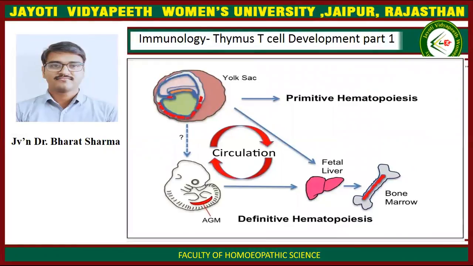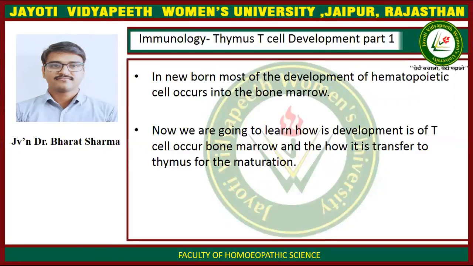Yolk sac, now primitive hematopoiesis goes to the fetal liver, then goes to the bone marrow, and this is the primitive hematopoiesis. In some cases, definitive hematopoiesis goes to the AGM, then to the fetal liver, then to the bone marrow. In a newborn, most of the development of hematopoietic cells occurs in the bone marrow.